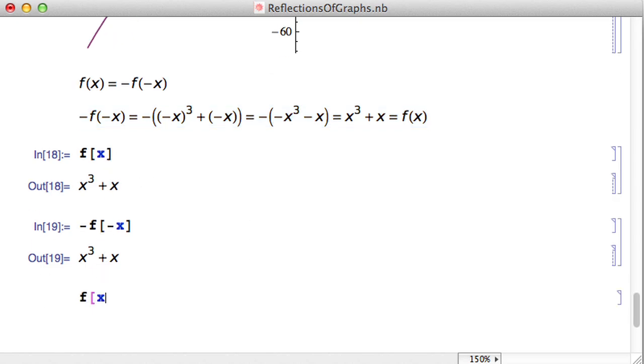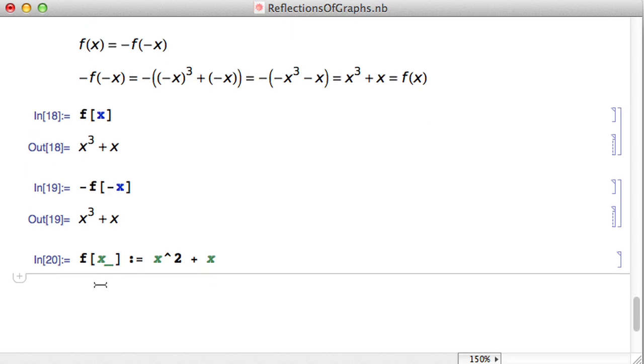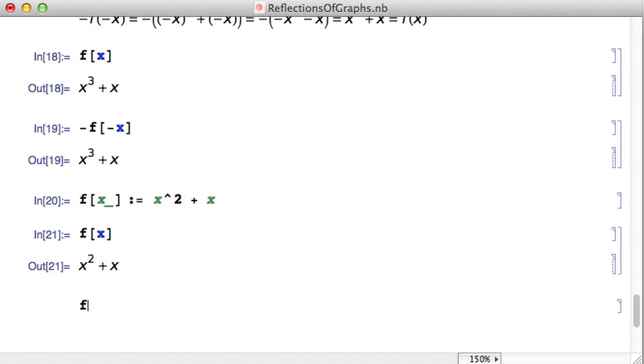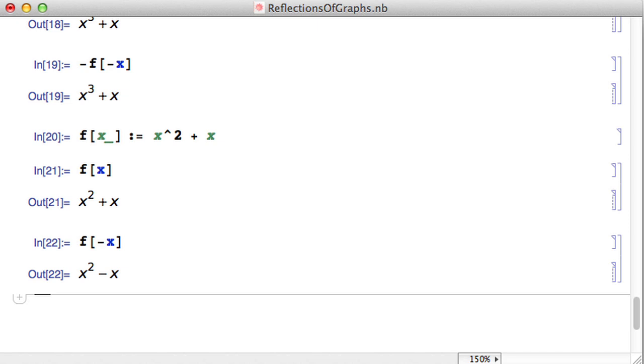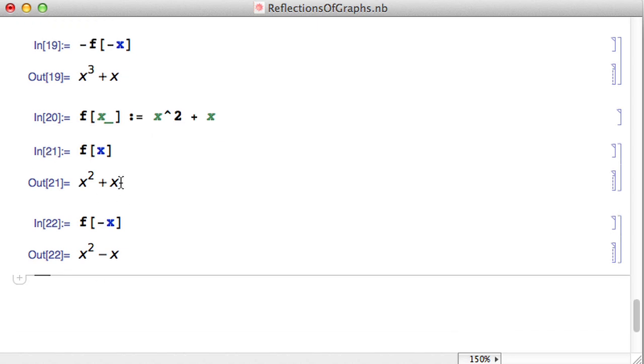Let's take a look at f of x equaling x squared plus x and see what happens. F of x is this. F of minus x is x squared minus x. It's not the same thing as f of x. So that proves that it's not an even function.